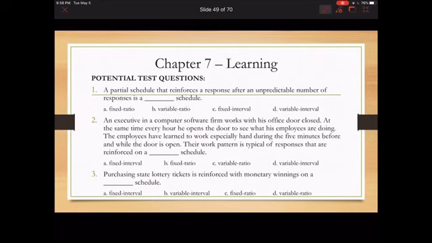Partial schedule reinforces response after an unpredictable, so that's already variable, number of responses, ratio. An executive in a computer software firm works with his office door closed. At the same time every hour, he opens the door to see what his employees are doing. So at the same time, that's predictable, right? So that's fixed. And how often? Every hour, every amount of time. So this is fixed interval.